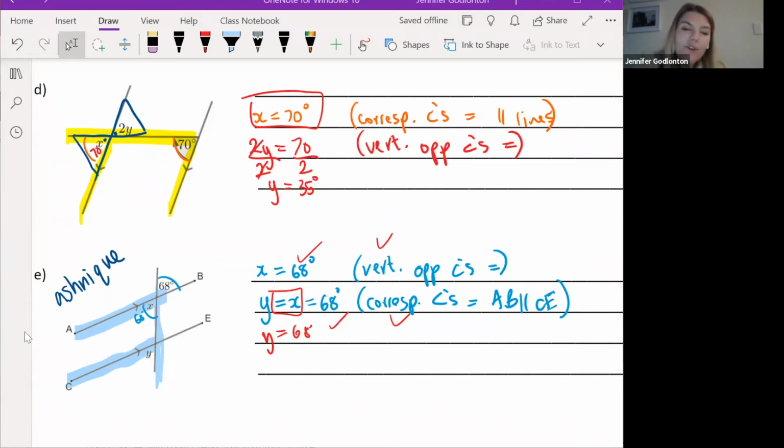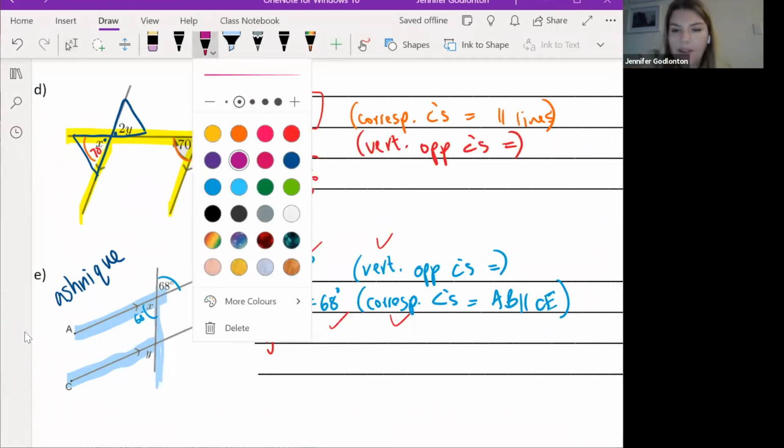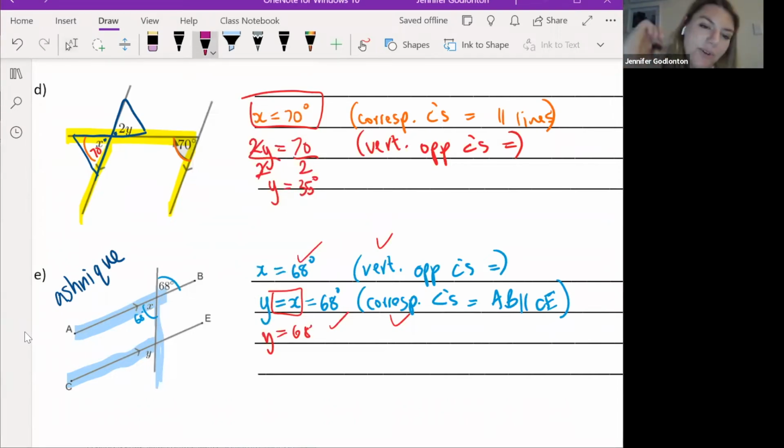So the first thing that we did here, I'm just going to talk our way through it, and then we'll do our brain break after this. We saw that we have this x over here and this 68 over here, and they are vertically opposite each other. So we've got our little bow tie situation. They are opposite each other, which means they're equal. So that x would then be 68 degrees.